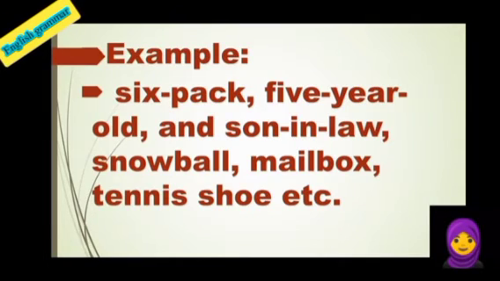Here, six-pack, 5 years old, and son-in-law are the examples of hyphenated or hyphen between words. Snowball and mailbox are the examples of closed and solid. It means no space or hyphen between words. And tennis shoe is the example of open or space. It means space between words.